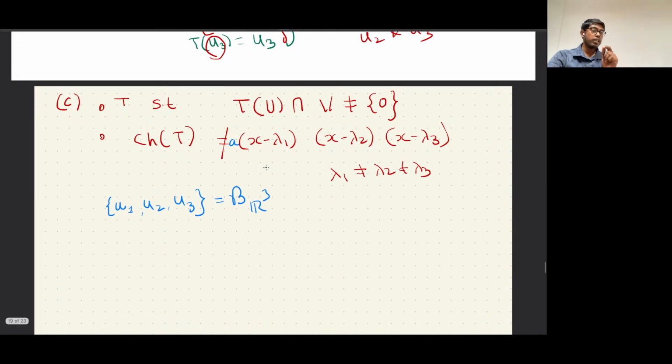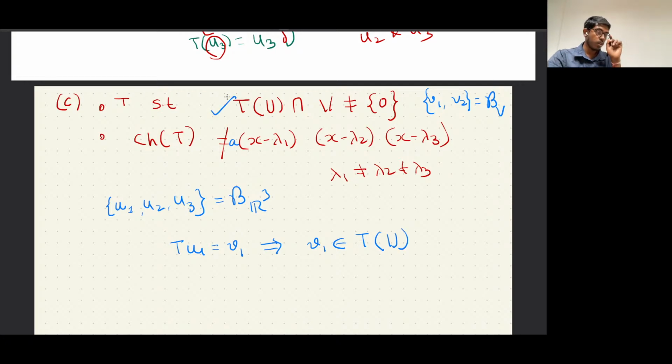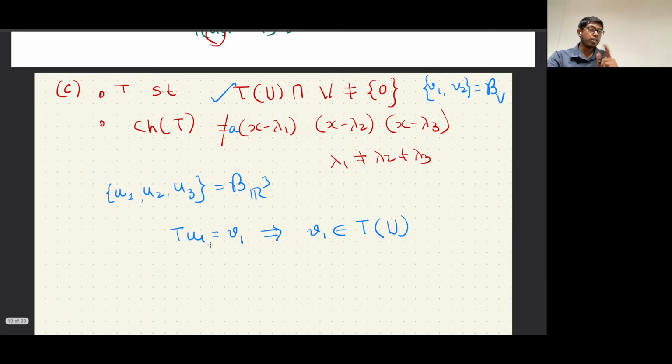Now, the first requirement asks that T of U intersection V has to be non-zero. So what I will do, I'll take T of U1 equals V1. Recall that V1, V2 were the basis of V. So this implies that V1 is in T of U. So this is satisfied, this is not 0. Now let's satisfy the next two things. The next two things say that the characteristic polynomial should not split. It means that all the eigenvalues should not be the same.